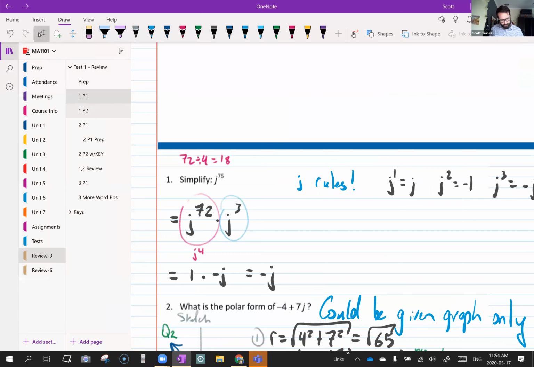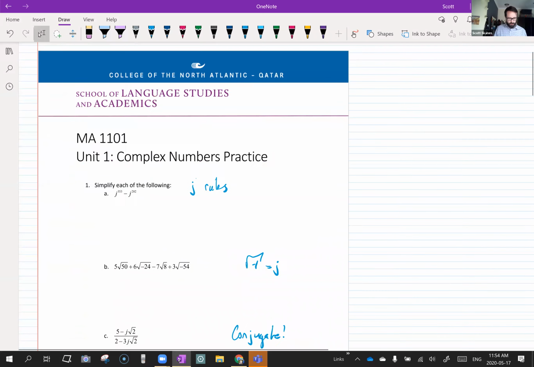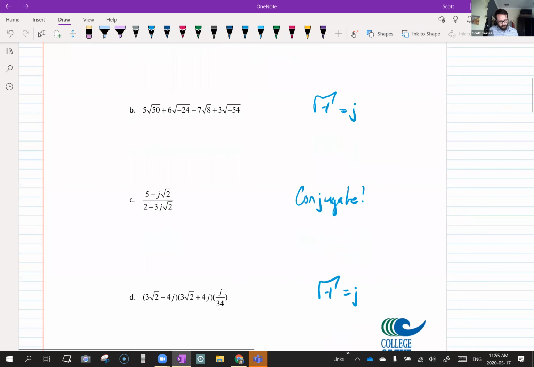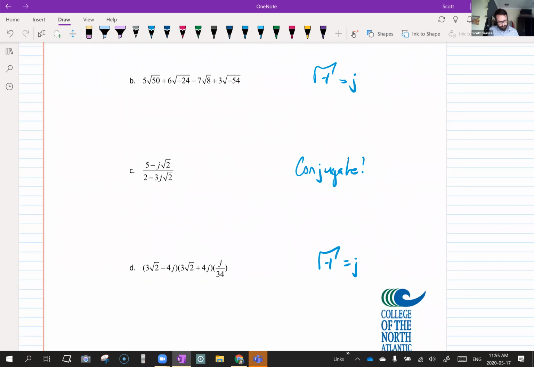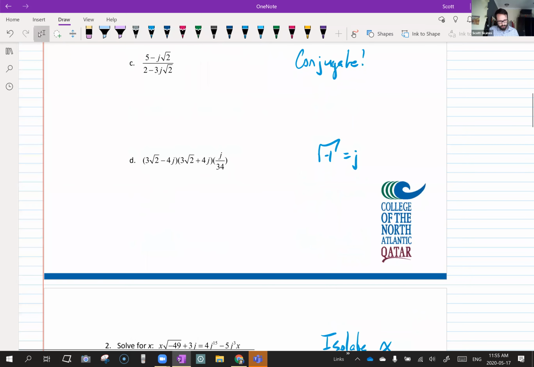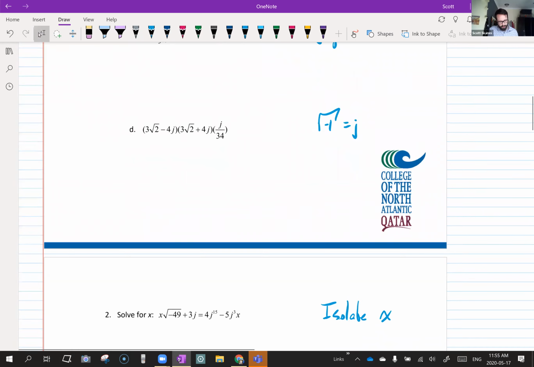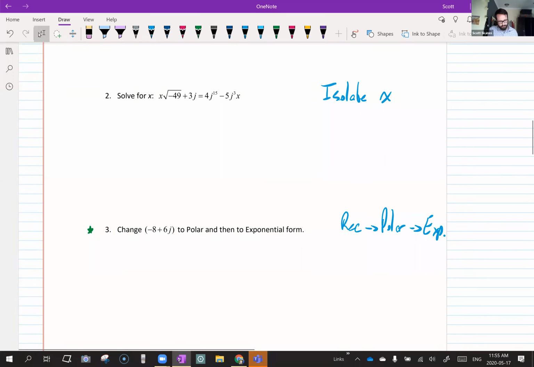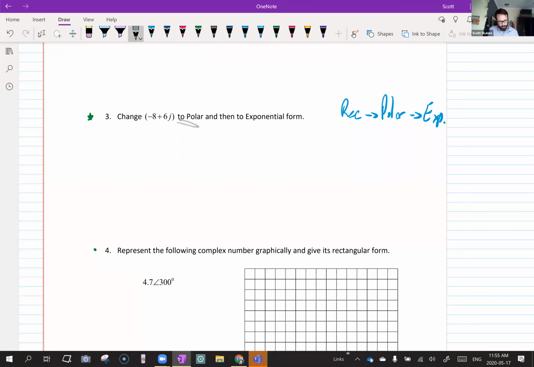So in the second review, complex numbers practice. Again, this is just changing the form. This is just knowing that the square root of -1 is j. You know how to do that, it's quite simple. The third one again, use conjugate. The fourth one, again, you just really need to know that and multiply. This one we did on the first assignment, isolating x. This one, changing to polar and then to exponential. We actually did one just like that. We should definitely know how to do that.